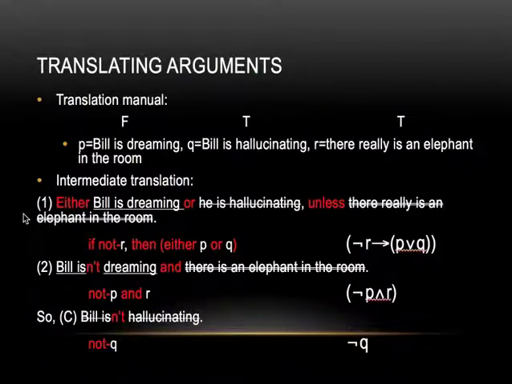Now we need to check that 1 is also true in this possibility. We'll discuss the truth conditions of the material conditional in more detail in the following lecture. In this circumstance, in which there is an elephant in the room, the antecedent, not R, is false, which is enough for the truth of the conditional. So, we've described a possibility, the possibility in which Bill is not dreaming, he is hallucinating, but there really is an elephant in the room. That's a possibility in which 1 and 2 are true, and C is false, and so this argument is invalid.